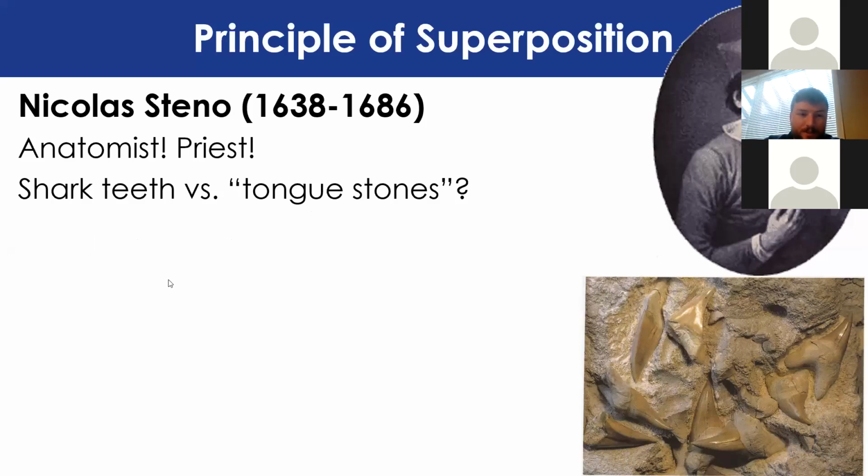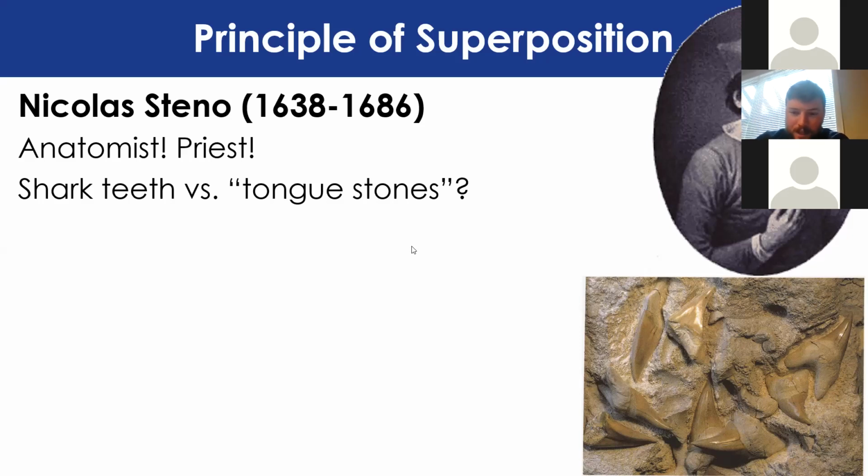So the law of superposition, which is that older stuff has to be on the bottom, basically. This was developed by Nicholas Steno. He studied anatomy. He was also a priest. Way back in the day, a lot of priests were very interested in science. So he discovered fossilized shark teeth in rocks. And at first they were called tongue stones because they thought, well, there couldn't possibly be a way for the shark to put itself in the rock.